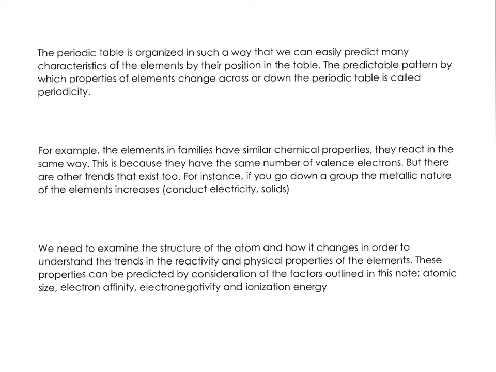Okay, so the periodic table is organized in such a way that we can easily predict many characteristics of the elements by their position in the periodic table. Now, we can estimate how they're going to react or what their physical properties are based on where they are in the periodic table. The predictable pattern by which properties of elements change across or down the periodic table is called periodicity.